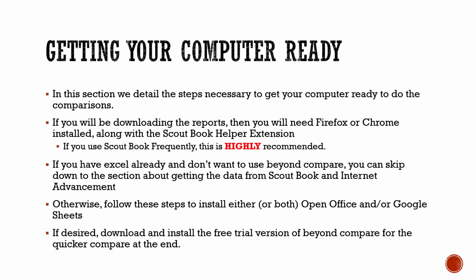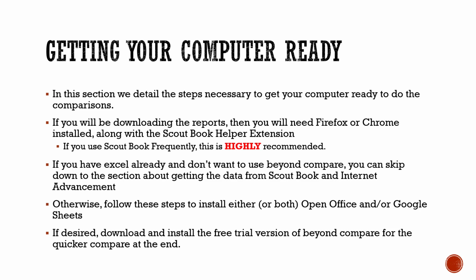So the first thing you'll need to do is get your computer ready, and we'll detail in this section basically how to get your computer ready in order to do the comparisons. You're going to be downloading the reports. You're going to need either Firefox or Chrome installed along with a ScoutBook helper extension. This is extremely recommended. Some of these reports may be due to the ScoutBook helper extension and not actually baked into ScoutBook, so make sure you have that installed.